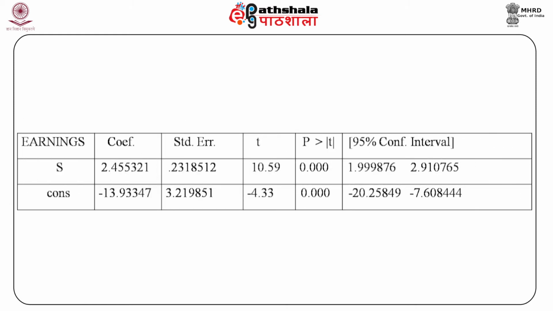Now, if you look at the lower half of the table, we have the variables: the earnings, and these earnings are a function of S and a constant. We have the coefficient values, standard errors, T values, P values which are greater than modulus T, and we also have the 95% confidence interval. I'm sure many of you would be aware of some of these terms which we are using in this output. So in a similar manner, let us test if the level of schooling affects earning from this example.